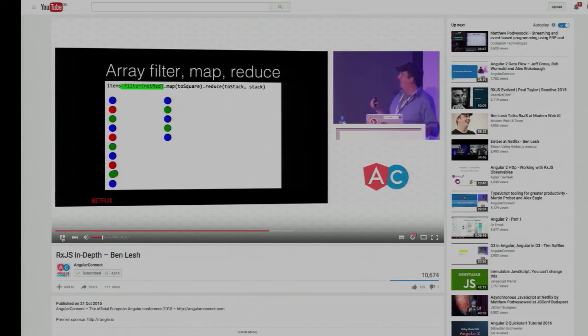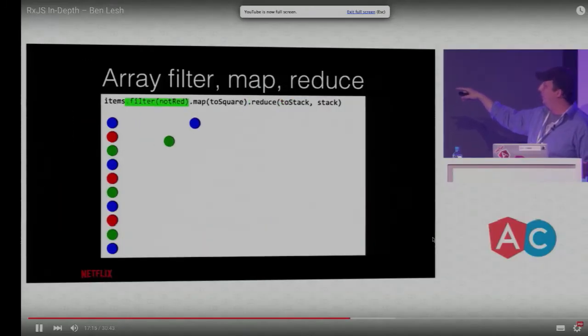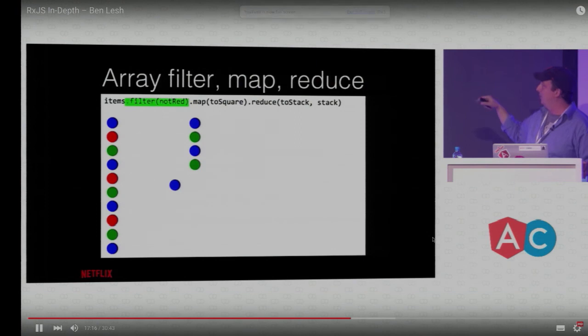Animation of what using operators in an array looks like. I'm filtering, then I'm mapping to squares, then I'm going to reduce to a stack. And you'll see these two stacks in the middle are actually arrays that were created by each step.